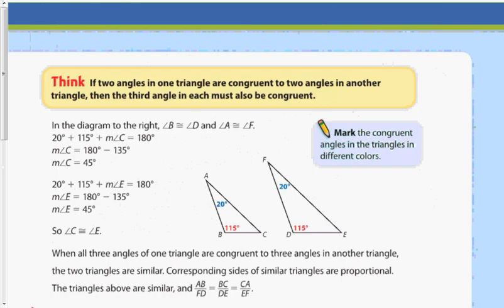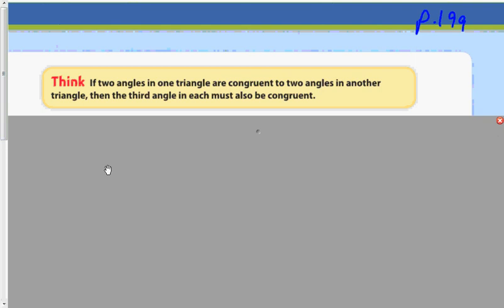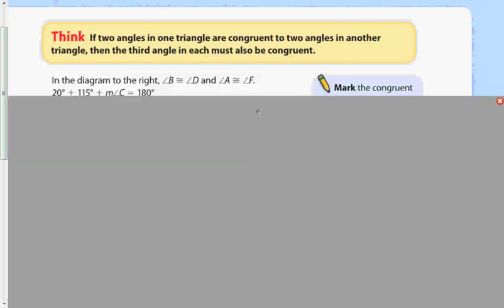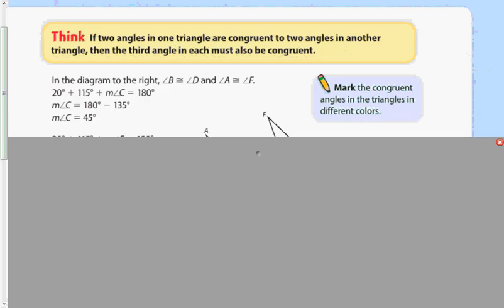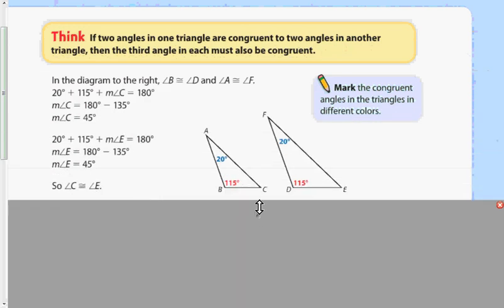Now we're on page 199. On page 199, we're going to start off with this thing at the top. It says, if two angles in one triangle are congruent to two angles in another triangle, then the third angle must be equal in both. And let's just take a step back to think about that for a second, because it may be wordy, but it really does make sense. We're going to write this whole thing out based on these two triangles to the right.